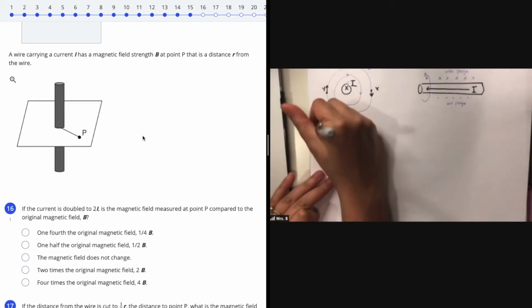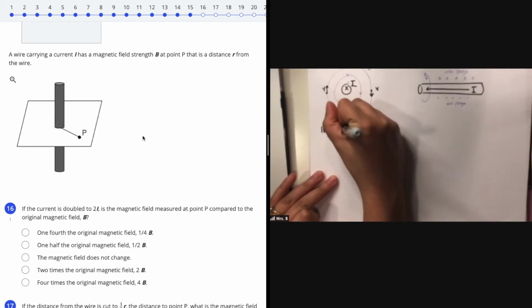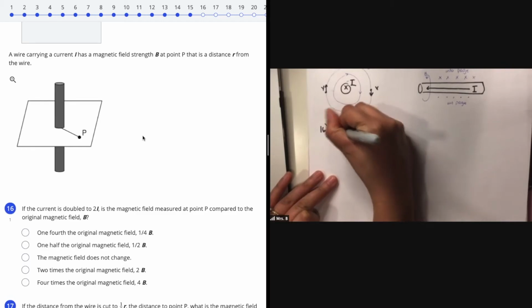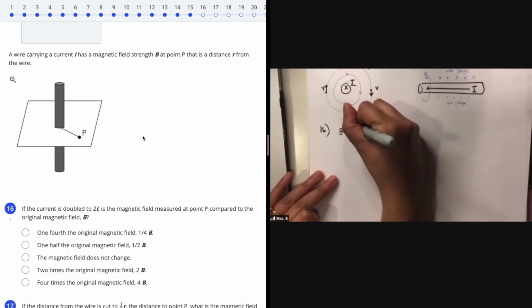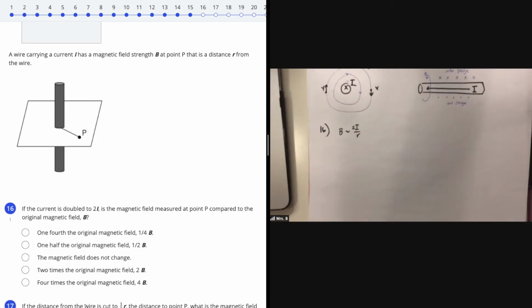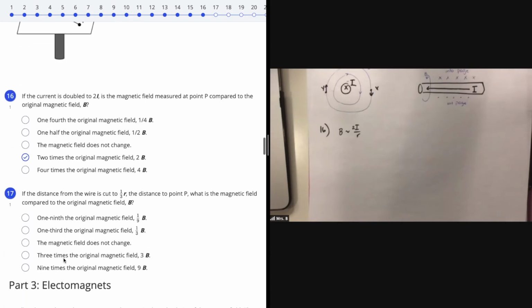So for number 16, if the current doubles, the field also doubles. So write this as proportions. B is proportional to I over R. So if I doubles, B also doubles. And this makes sense to me because more electricity, more magnetism.